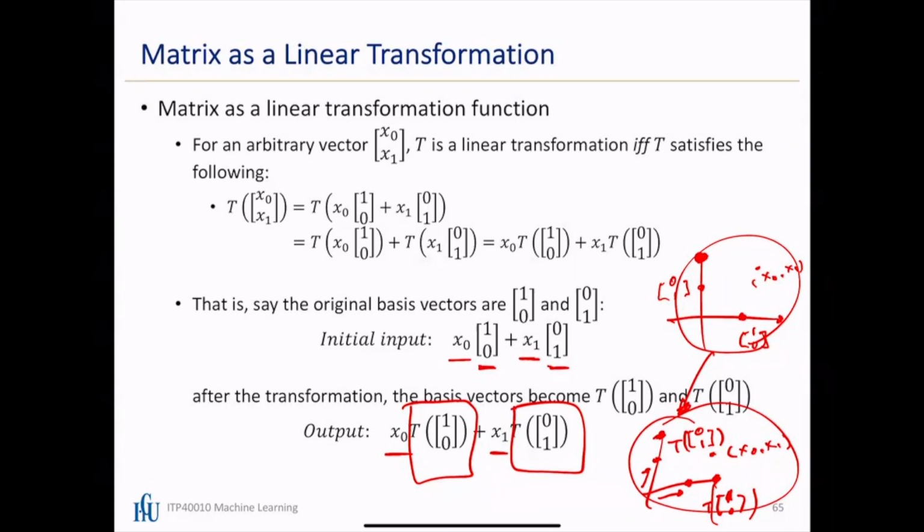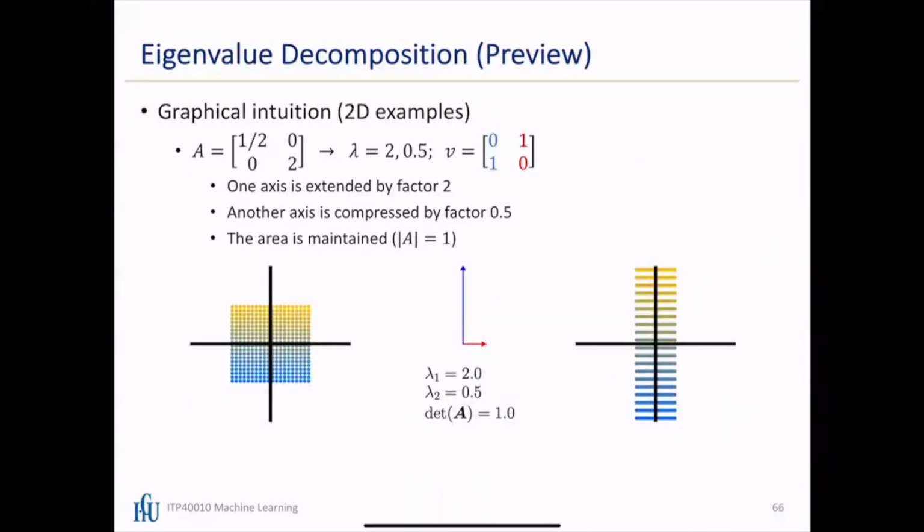Here comes an example. This is actually coming later, after we discuss eigenvalue decomposition. But here is an idea. Say A is a matrix. So A is a linear transformation.